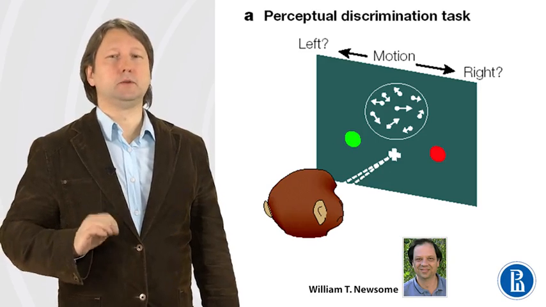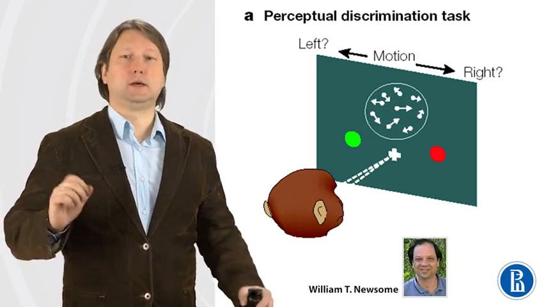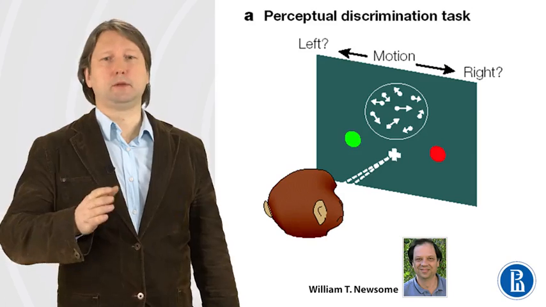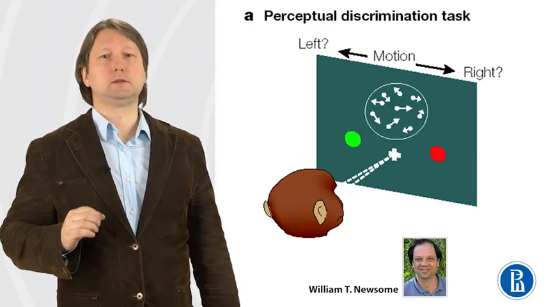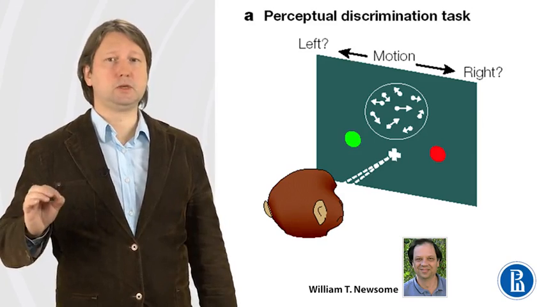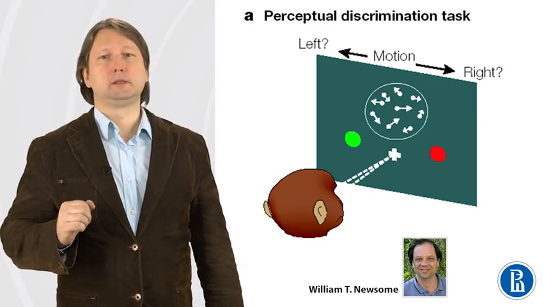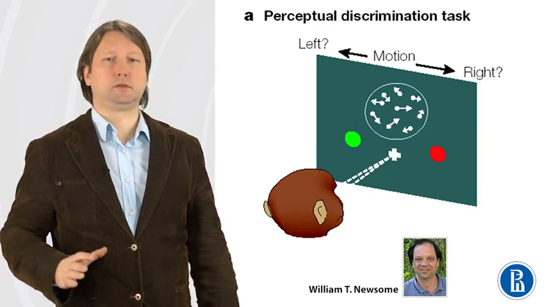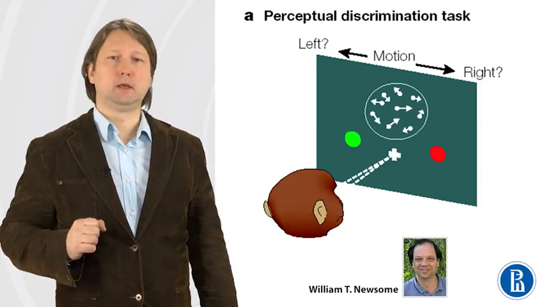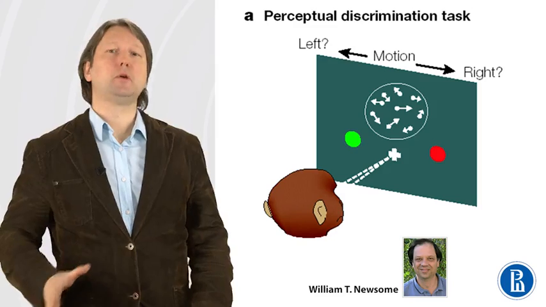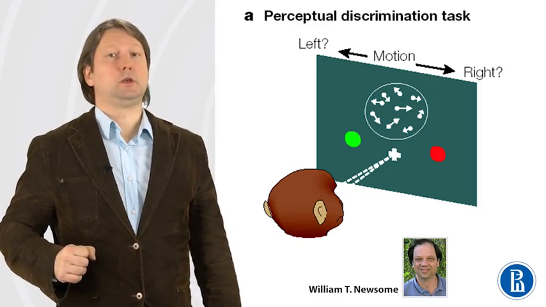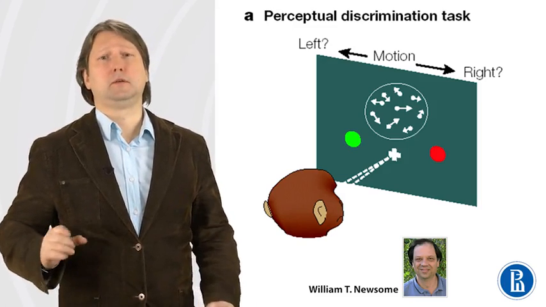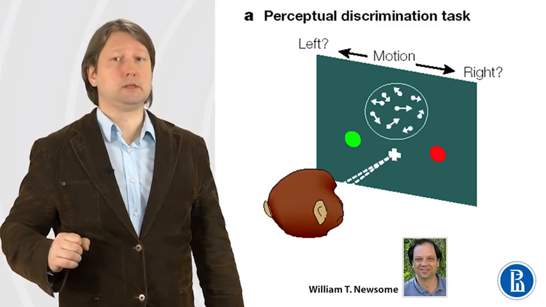Let's take a look now at this first neuroeconomics task. This is the so-called perceptual discrimination task. Here, an animal, a monkey, has to switch gaze in a certain direction. This monkey has to switch gaze right or left. It has to switch the gaze in the same direction as the majority of dots are moving on the screen. So if the majority of dots are moving right, the animal has to switch gaze right. If the majority of dots are moving left, the monkey has to switch gaze left.